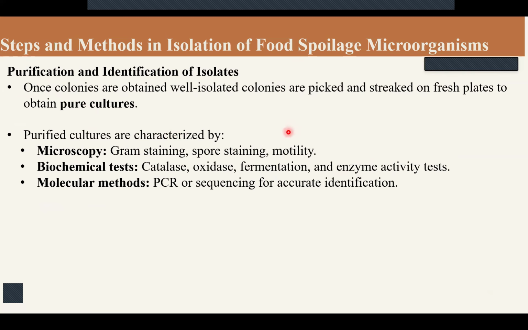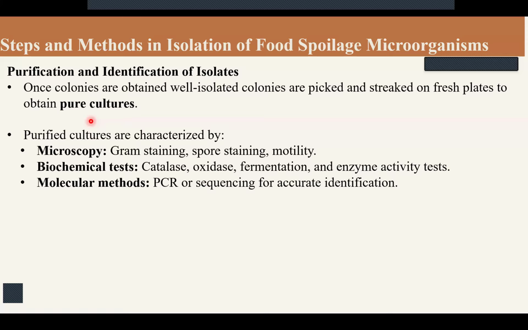For purification of cultures, we pick single colonies and try to grow them again using the quadrant streak method. What happens here? We have individual colonies growing on multiple plates. These are known as pure cultures. And how do we identify what type of microorganism this is?